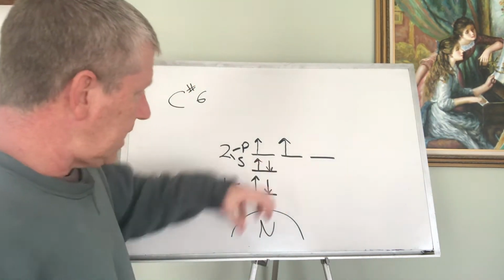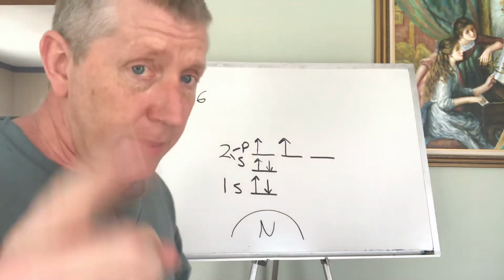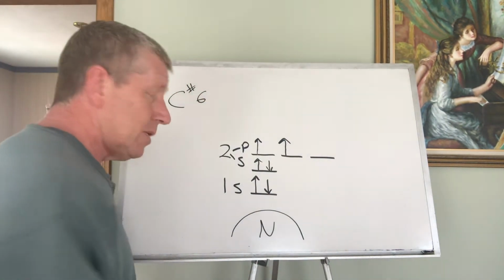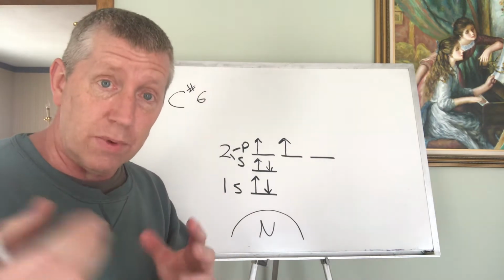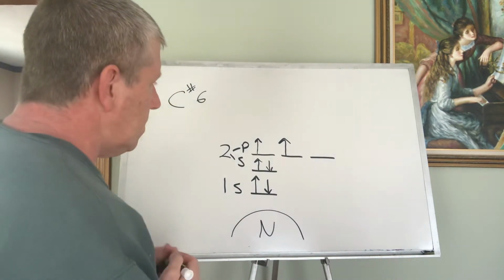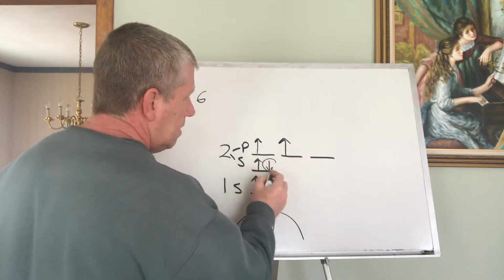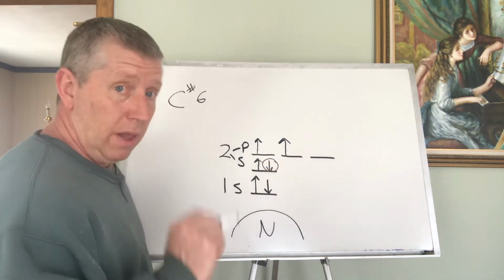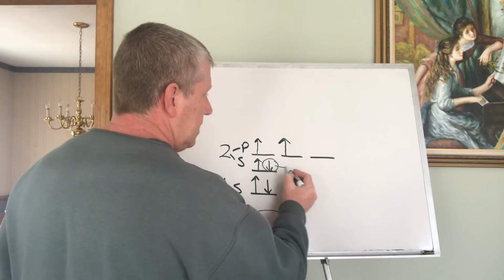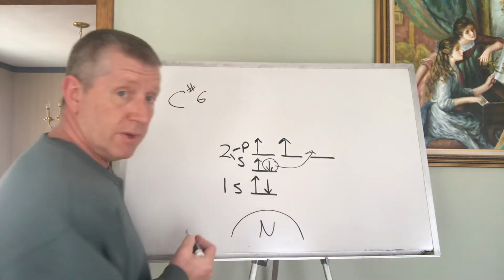So these are going to stay down here. But there is something interesting that does happen to carbon. Maybe it's going to sound at first like I'm contradicting what I just said, but what carbon will do is this electron here will move into this spot here.